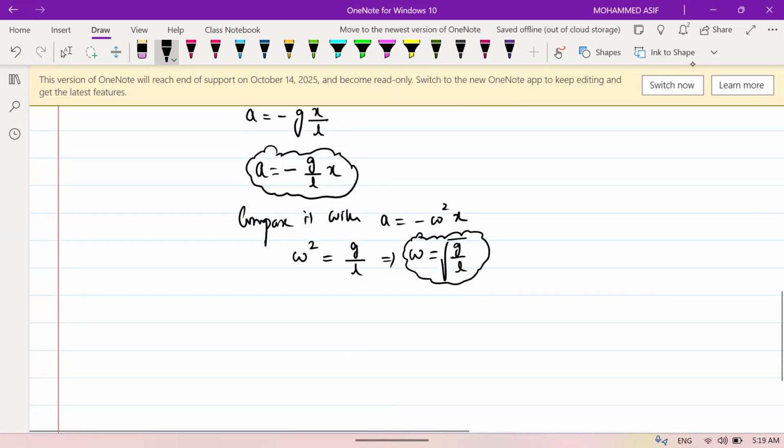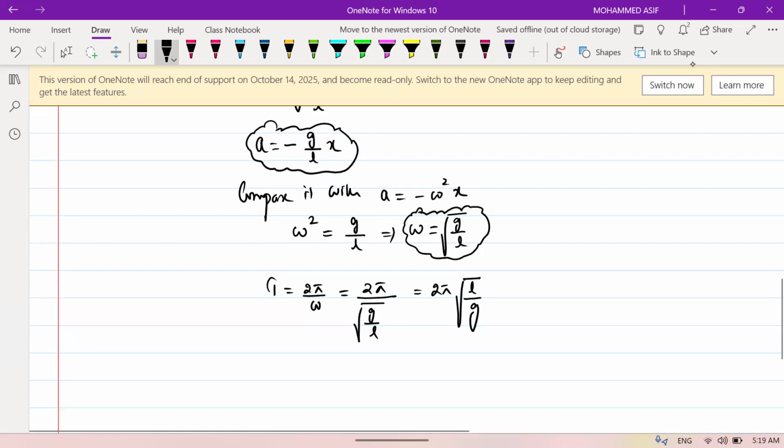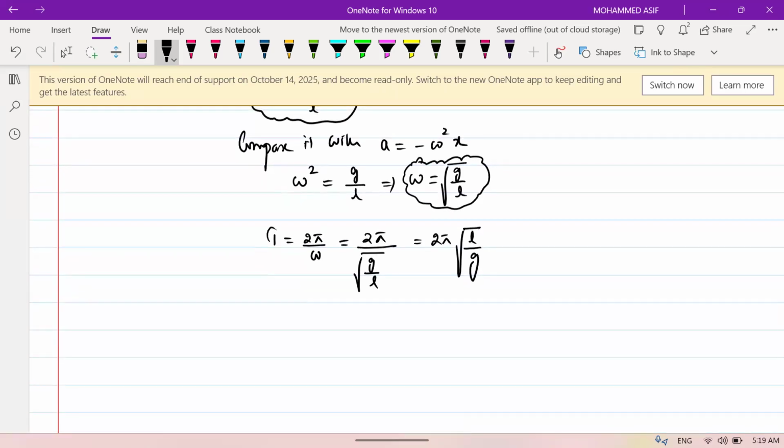So time period T is equal to 2 pi divided by omega, which is 2 pi divided by under root of g divided by L. So this is 2 pi, and this is under root of L divided by g. Am I clear? So the time period of a simple pendulum is given by the formula T is equal to 2 pi under root of L divided by g. Am I clear?